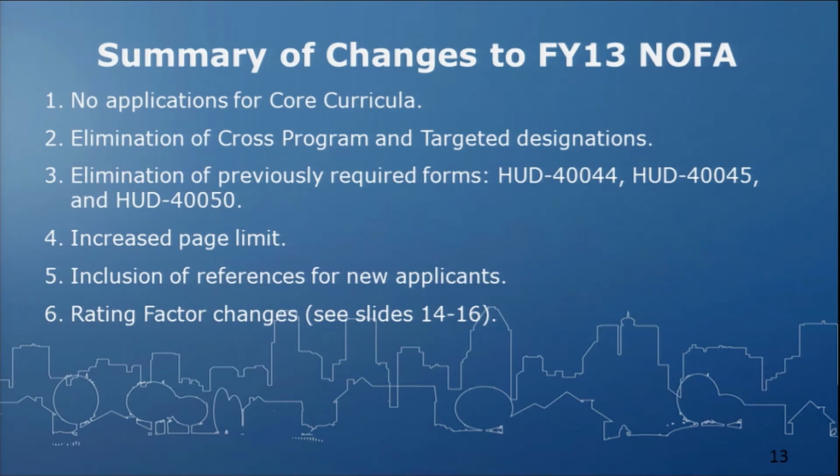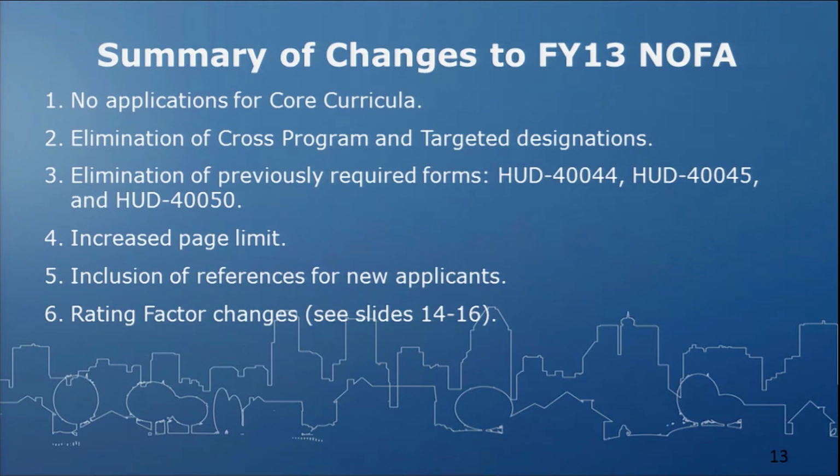Three forms are no longer required, and they are the Technical Assistance and Capacity Building Applicant Experience Form, the Technical Assistance and Capacity Building Expertise Form, and the Active Technical Assistance Awards Form. Those are HUD Forms 40044, 40045, and 40050. Because the applicant experience and expertise are included in the narrative response, the maximum number of pages has been increased.